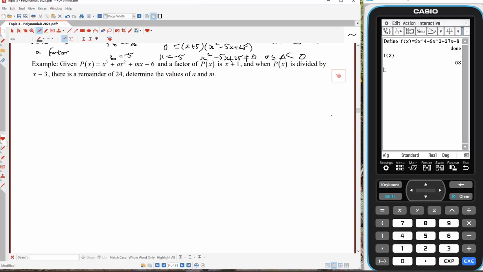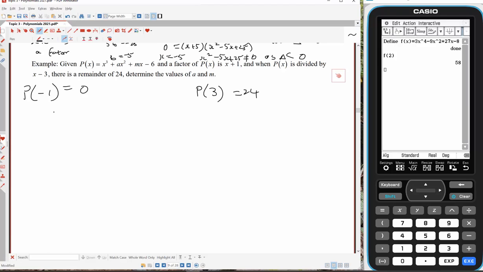Alrighty, so this problem here, given that p of x is this, and a factor of it is this, when it's divided by this, there's that remainder, determine a and m. Okay, so if this is a factor, if x plus 1 is a factor of this, then p of negative 1 will equal 0. Okay, that's what happens when things are factors, is you get 0 remainder. Okay, and if it's divided by x take 3, i.e. if I do p of 3, what I'm going to get is 24.